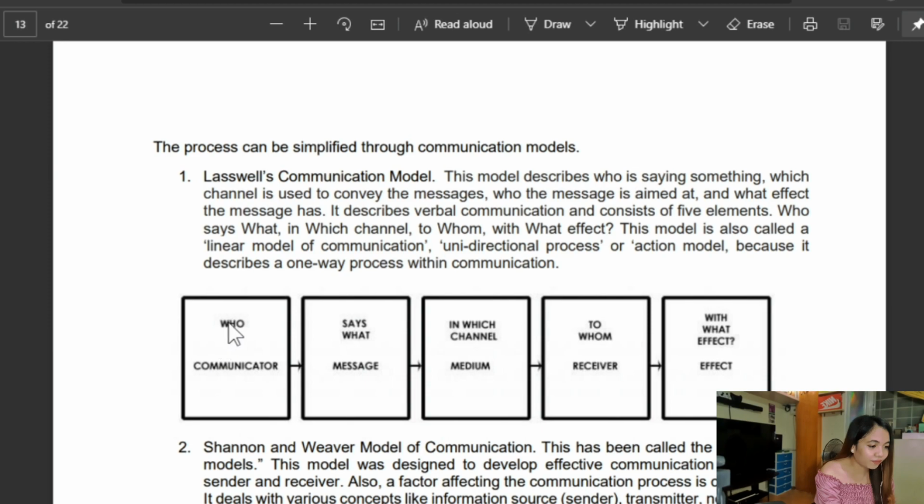Okay, so we have here the sender, we have the message, we have the channel or the medium, kung ano yung ginamit ni sender. We have here the receiver and the effect. Okay, so what is the effect of the message to the receiver? So it's just a one-way process. You notice, wala siyang feedback. Okay, so this is the Laswell communication. Actually, the purpose of this communication model is only to describe the different elements in the communication process.